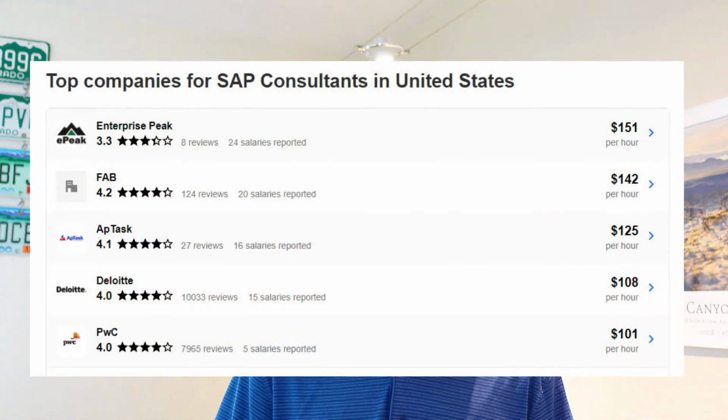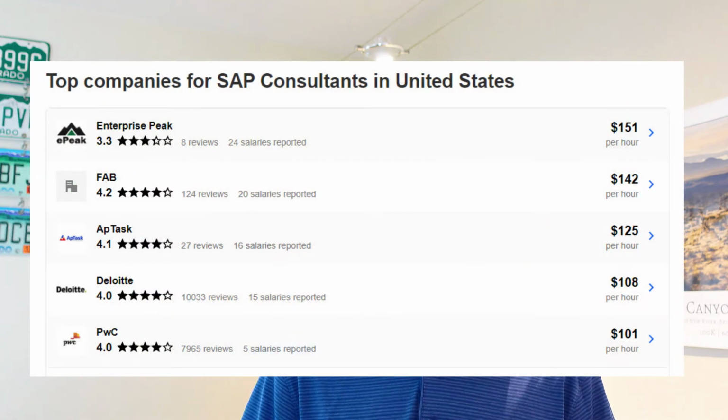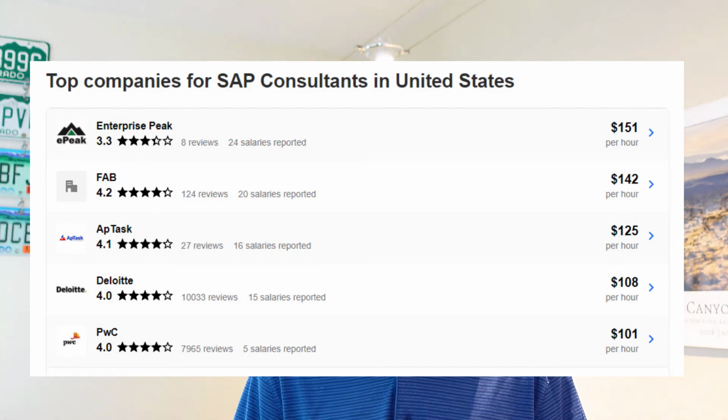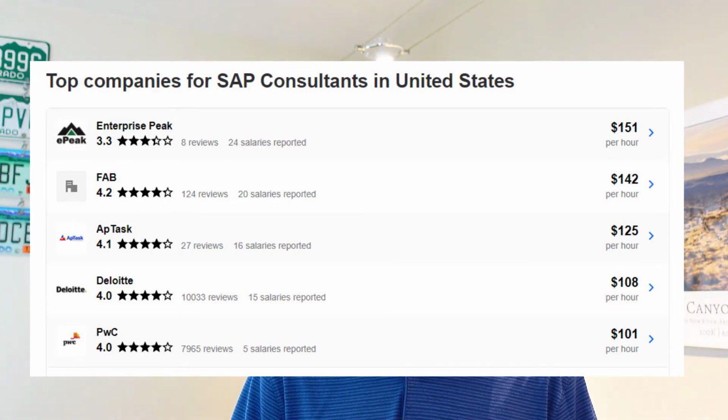So here you can see the employers. There's Enterprise Peak, there's FAB, there's AppTask. But if you look at number 4 and number 5, Deloitte and PwC, two of the really large consulting companies that work all over corporate America, they're paying over $100 per hour. That tells you a little bit about the importance and the impact that these types of roles have. There is an opportunity, and if you are willing to take it, you're in for a really positive surprise.